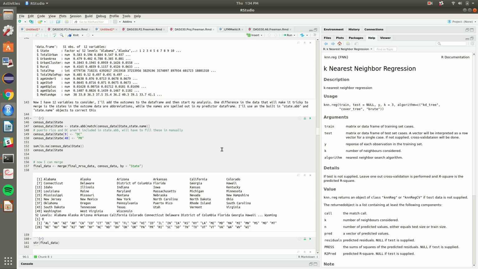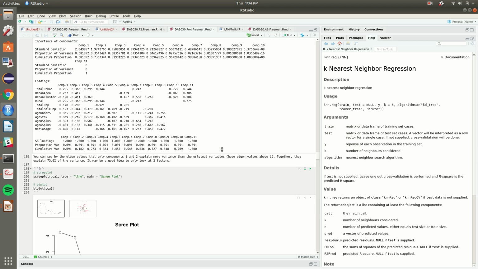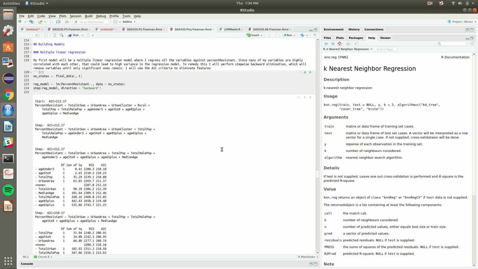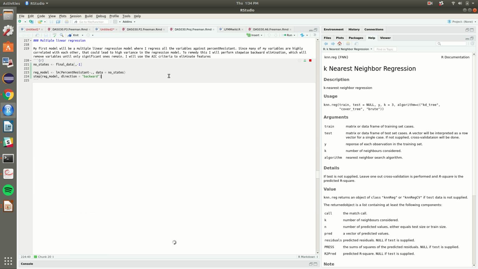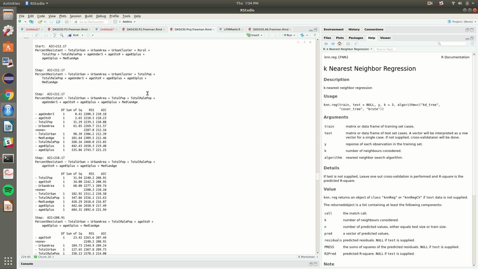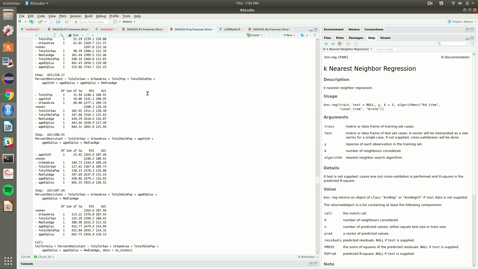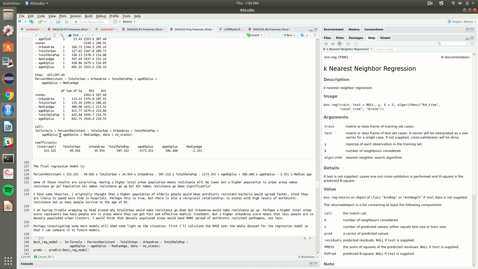So the first model was a regression model. I trained the regression model and then used stepwise backwards elimination to eliminate variables until I got the optimal set of variables, using AIC as the elimination criteria. My final model used total urban area, total male population, age 85 plus, age 65 plus, and median age as its predictors.